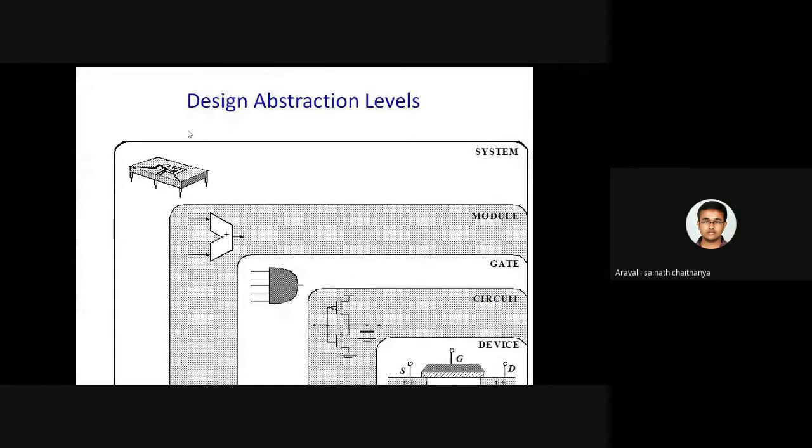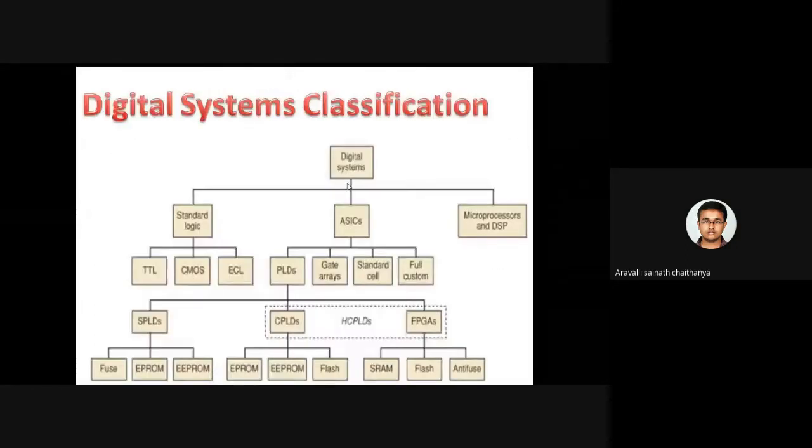Now what are digital systems? Digital systems are classified broadly into 3 categories. One is microprocessors and DSPs, which come under one category, then ASIC, like I have mentioned, the application specific integrated circuit, and the next one is standard logic. Coming to microprocessors and DSPs, you can find them in your computers, laptops, mobile phones, gadgets, and different things. DSP processors are mainly used for space applications.